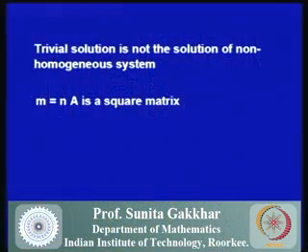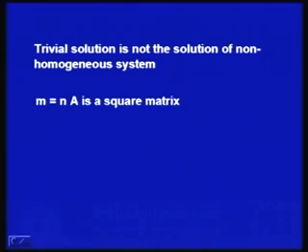Now, a trivial solution is not a solution of a non-homogeneous system. This is obvious because a non-homogeneous system will have at least one equation having a non-zero entry on the right hand side. So, that particular equation will not be satisfied by a trivial solution. Now, a non-homogeneous system may also have no solution. So, now we will consider a special case where the number of unknowns and the number of equations are equal. So in that case, the coefficient matrix will become a square matrix.